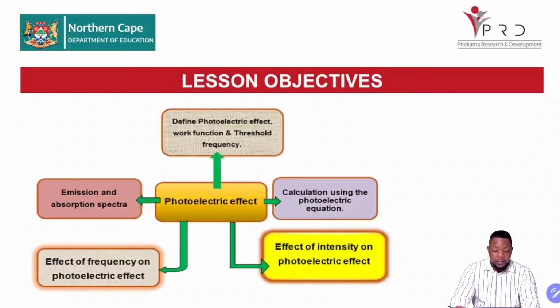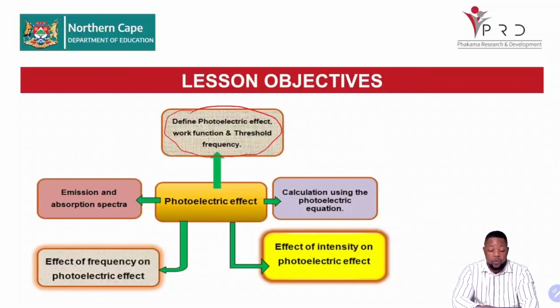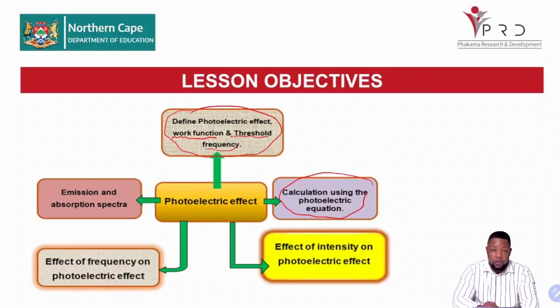Now let's start with the lesson. At the end of this lesson, we have already seen that you should be able to define the photoelectric effect. You should be able to define the work function. You should be able to define the threshold frequency. So those are the key definitions that you should be able to define at the end of this lesson. You should be able to perform calculations using the photoelectric effect equation, as we have seen on the baseline activity.